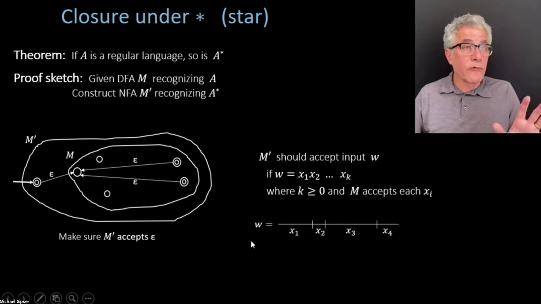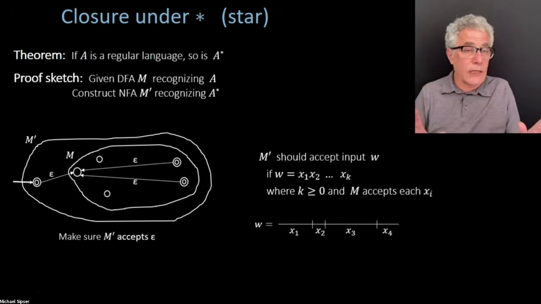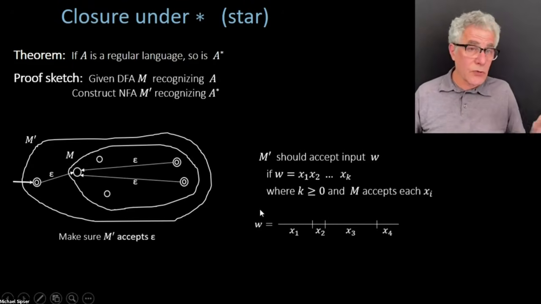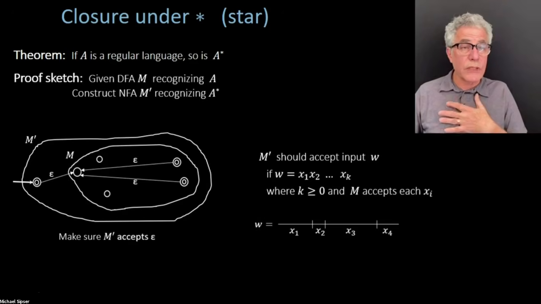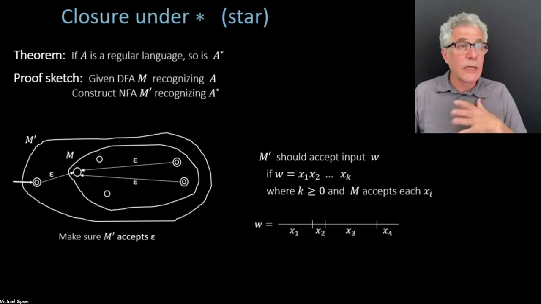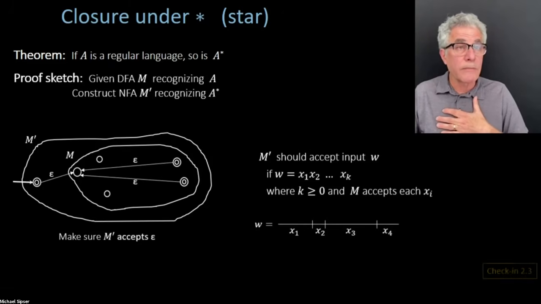That's the proof of closure under star. I'm not going to do anything beyond what I've just described. These proofs by picture are convincing enough, I hope. And if not, they are explained in somewhat more detail, somewhat more formally, in the textbook. But for the lecture, this is where I'm going to stop with these two arguments.